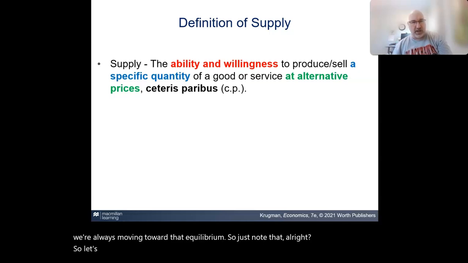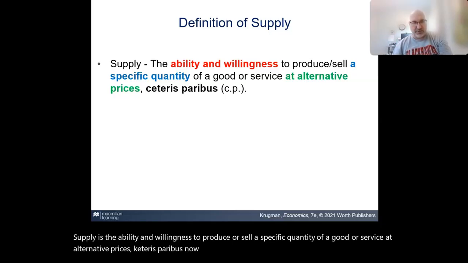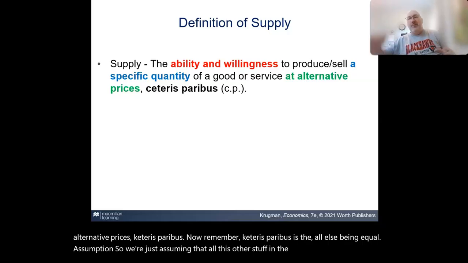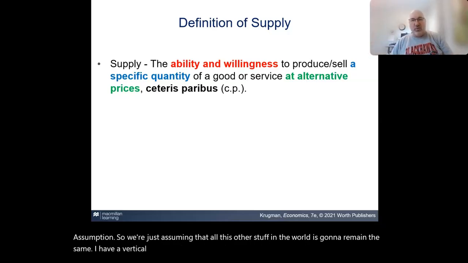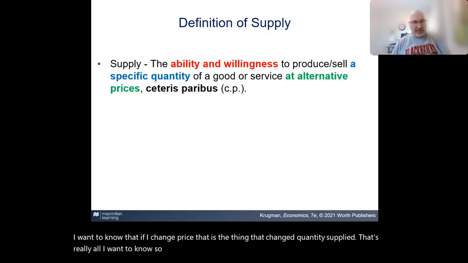All right. Let's start with supply. Supply is the ability and willingness to produce or sell a specific quantity of a good or service at alternative prices, ceteris paribus. Now remember, ceteris paribus is the all-else-being-equal assumption. So we're just assuming that all this other stuff in the world is going to remain the same. I have a vertical price, a horizontal quantity, and I want to know that if I change price, that is the thing that changed quantity supplied. That's really all I want to know. So let's break the rest of this down.